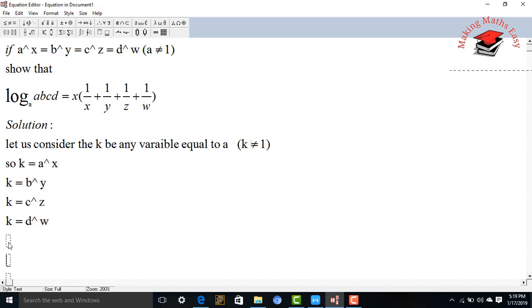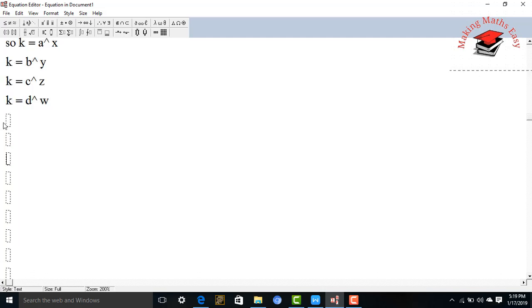So we want a, b, c, d in this case. So don't write k, write a equal to k raised to 1 by x, b equal to k raised to 1 by y, c equal to k raised to 1 by z, d equal to k raised to 1 by w. So we have found out the values of a, b, c, d.